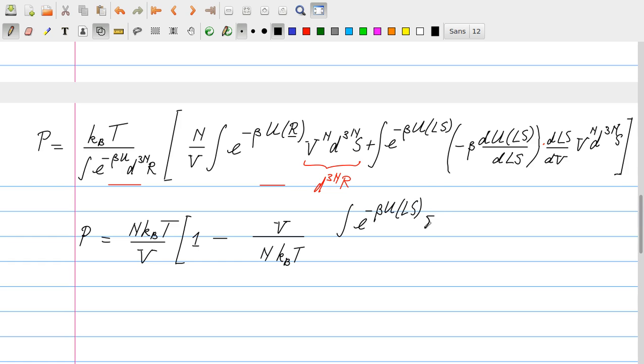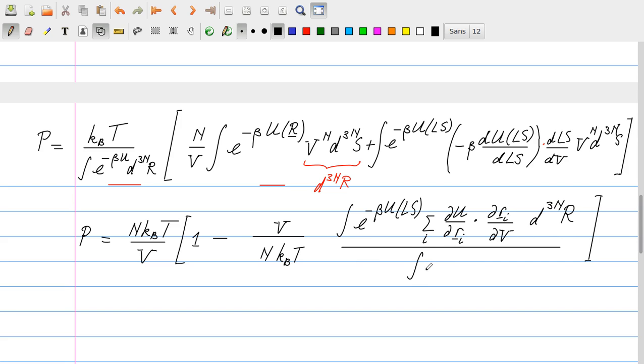realizing that the S is a long vector, we can write the derivative as a sum of dU over dRi, and then we take the dot product with d and the Ls. That's in fact the vector, the long vector capital R, so that has components Ri, dV, and then we have V to the power N. Well, in fact, the V to the power N d3Ns can be written as d3N R, and then finally we have to take into account this factor here, which was here in the denominator and which we have left out there, so it should be restored: e to the power minus beta U of R d3N R.